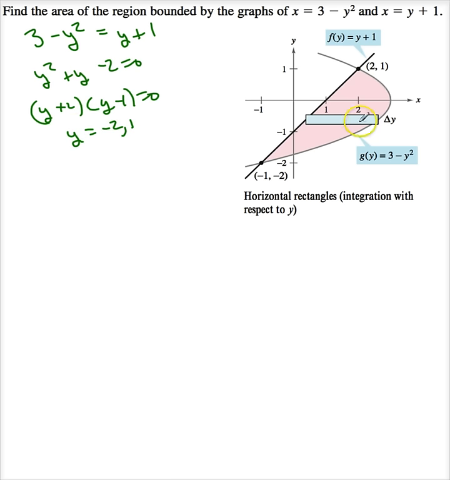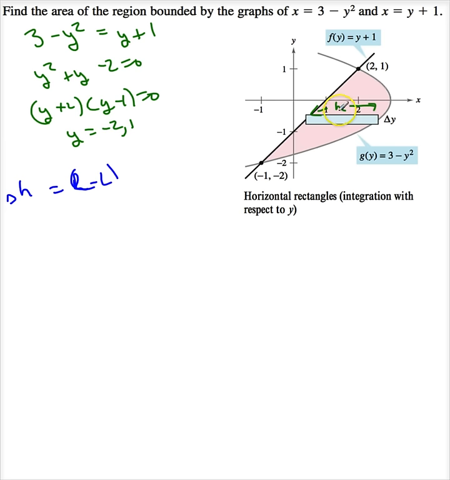So I draw my curves and I put in my representative rectangle. Now, this is the height of my rectangle. So let me do this in blue. The height of the rectangle is right minus left, okay? So that's my differential height, all right?